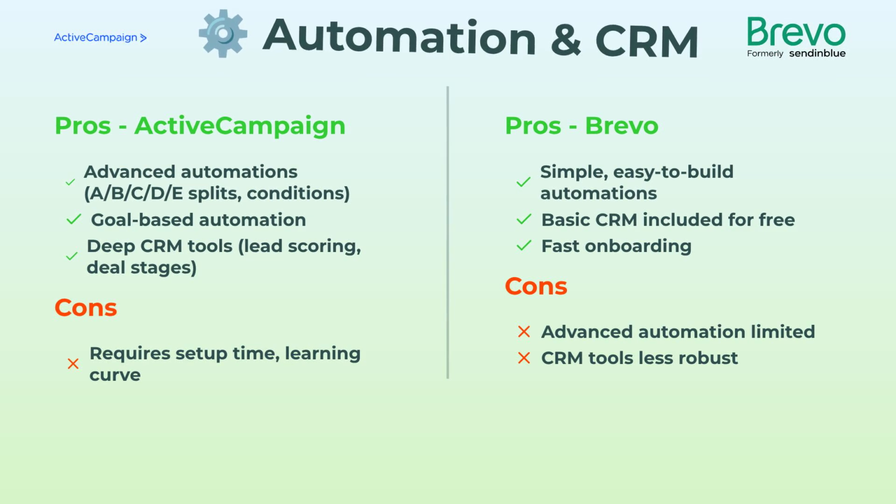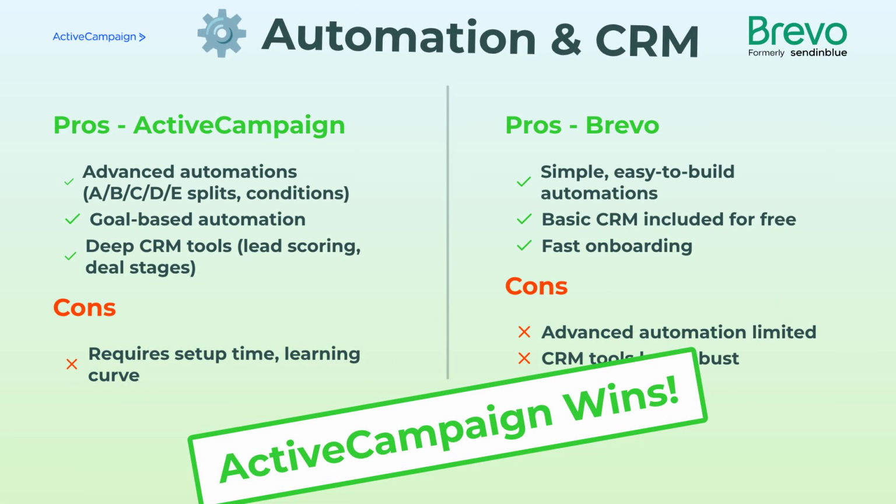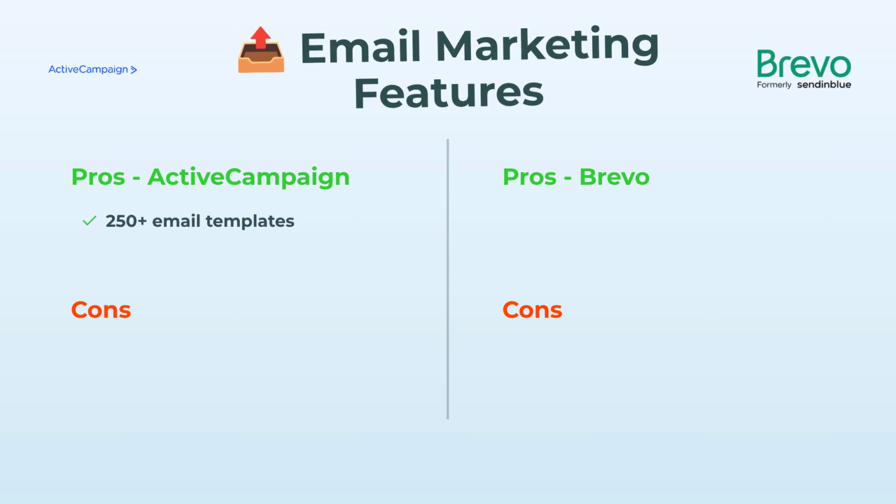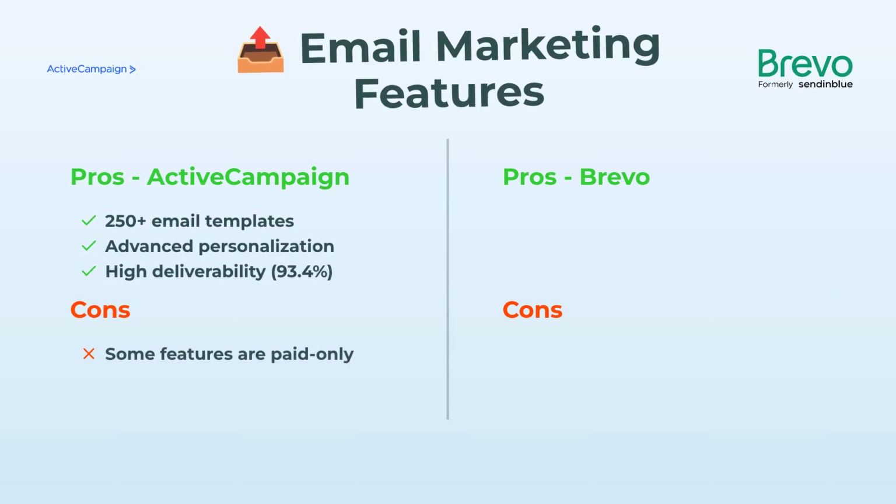So, the winner for this category? ActiveCampaign. Hands down, especially if you want to go all in on automation. All right, email marketing features. On ActiveCampaign, you get more than 250 templates. It's like a candy store for designs.